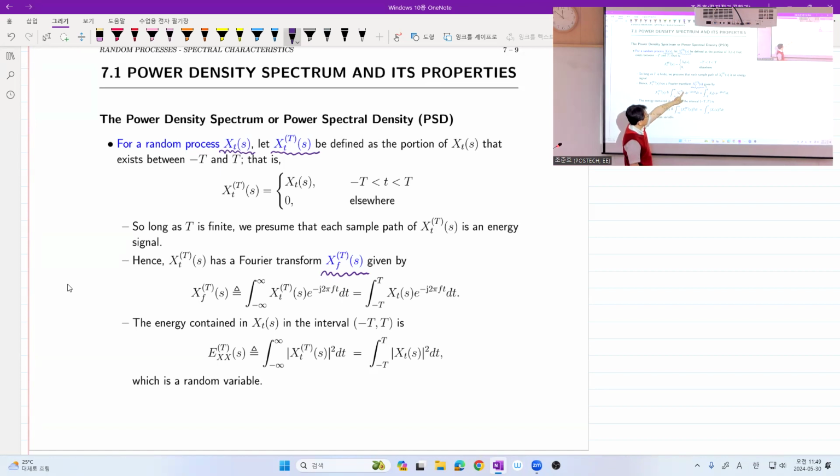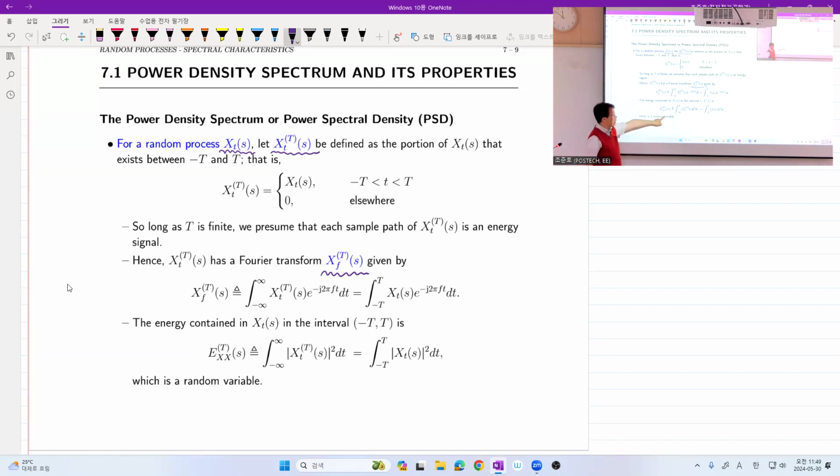We can drop this superscript by limiting the integration interval to negative T to positive T, right? See that? Here we have the superscript. Here we don't have the superscript. We have an infinite interval, and here we have a finite interval. Got it? Now, what is the energy contained in x of t on that finite duration?